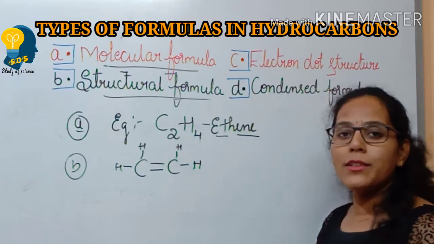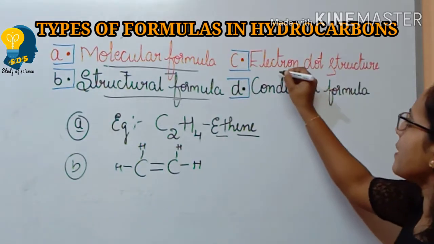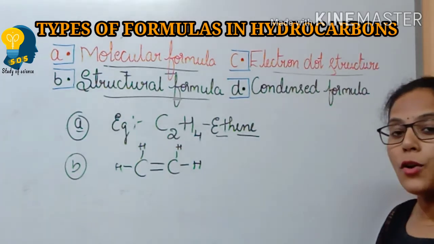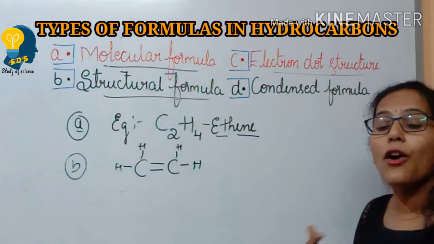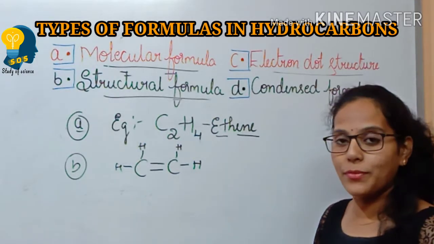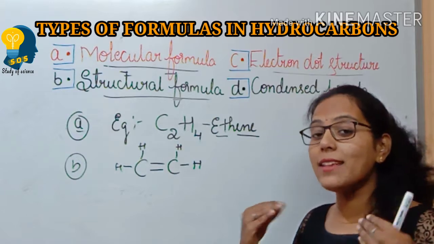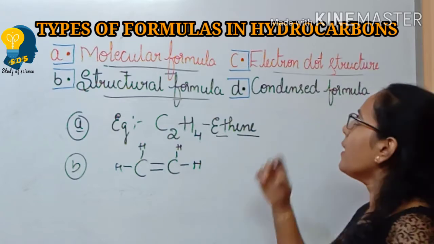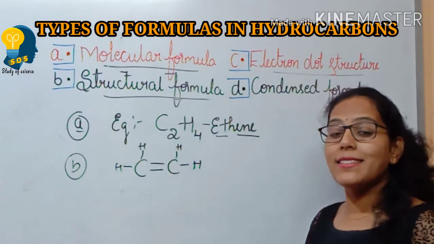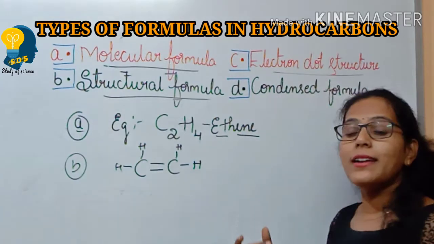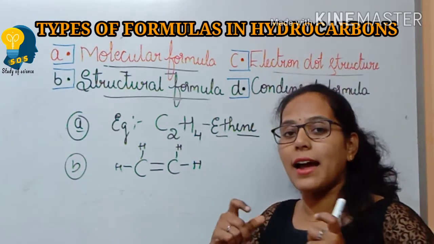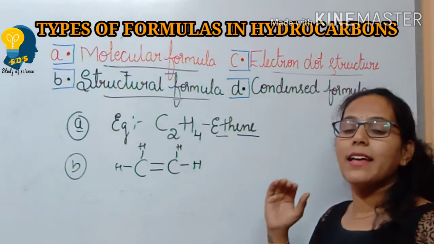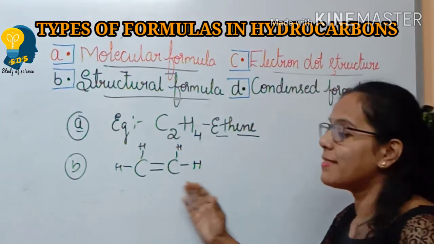Clear? So now let us focus on the next type of formula, that is the electron dot structure formula. What does the electron dot structure formula represent? It represents the electrons present on each atom. When we look at the structural formula, it is very easy to write the electron dot structure. Right? I have taught you in the previous sessions. So what is the electron dot structural formula? It is the structural formula where it represents the electrons between the carbon and hydrogen atoms, or hydrocarbons. Clear? Now let us write the electron dot structure formula for the same, that is ethene.